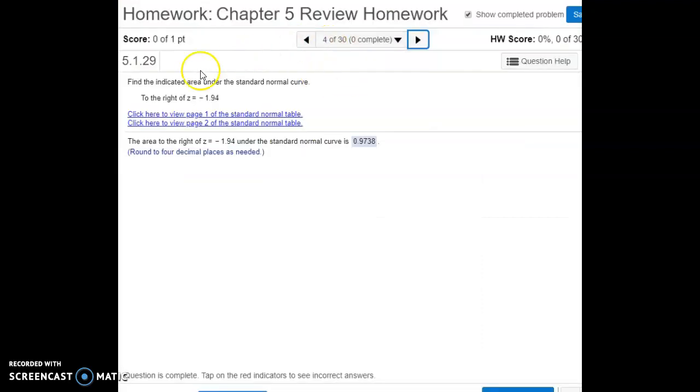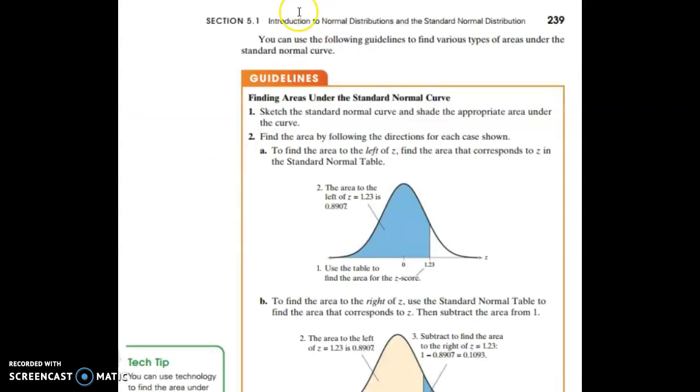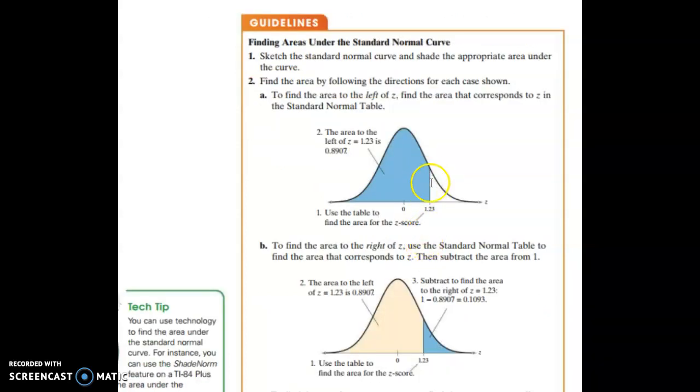For number 4, we're looking for a right-hand area, the area to the right of a specific z-value. And as it explains in section 5.1, the tables and Excel technology all tend to give the left-hand areas, so to the left of a specific z-value. But we know the total area under the curve is equal to 1. So if we want to do a right-hand area, we're going to still find the left-hand area, and I'm going to show how to do that in Excel.